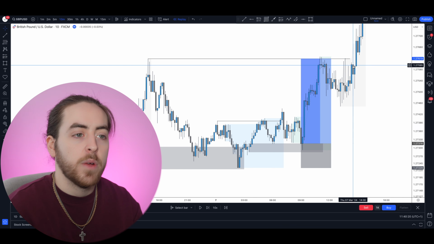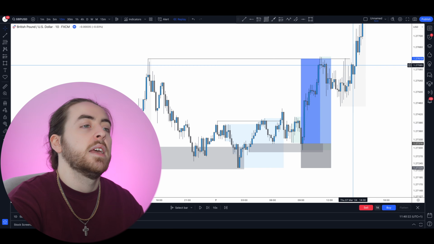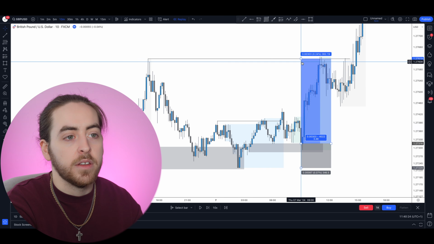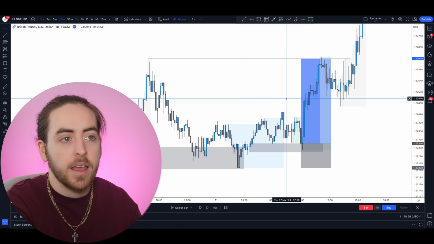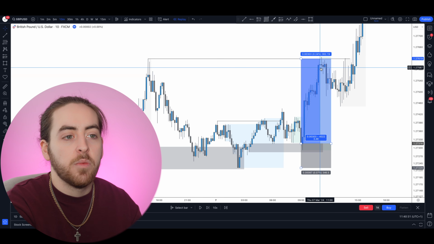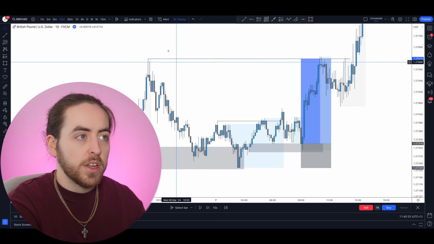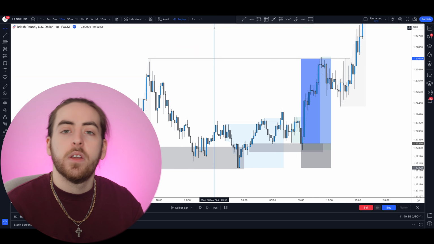Now, one thing you need to know about this trade, which you might not have noticed, is that this was at the start of London session. So this trade would have been executed at around 9 a.m., just past 9 a.m., and then it led through and closed out by around 11 a.m. So this trade took place at the start of London session.